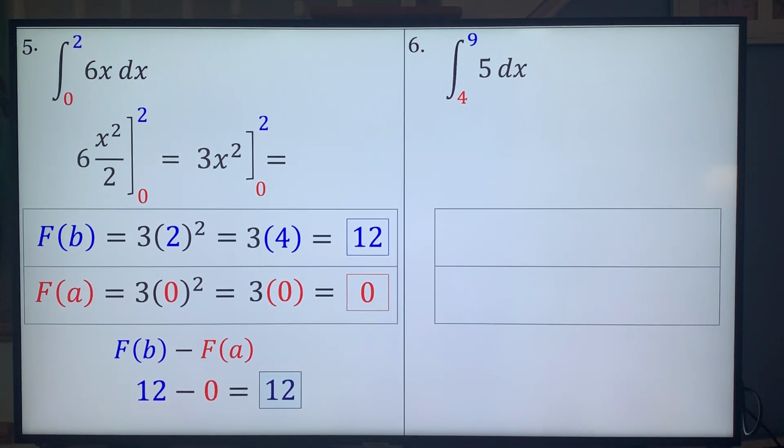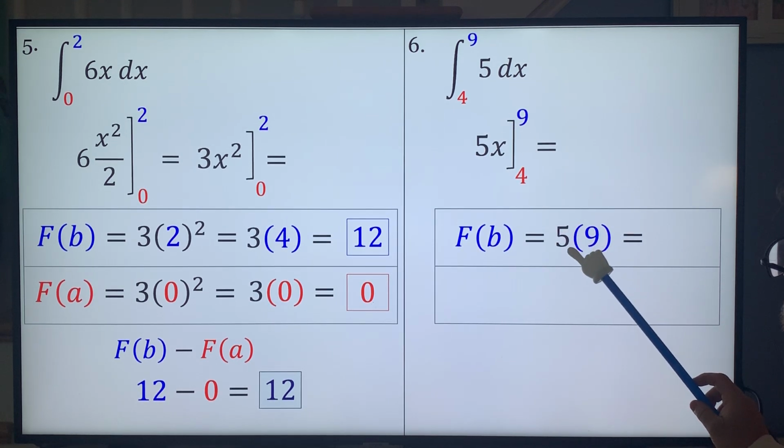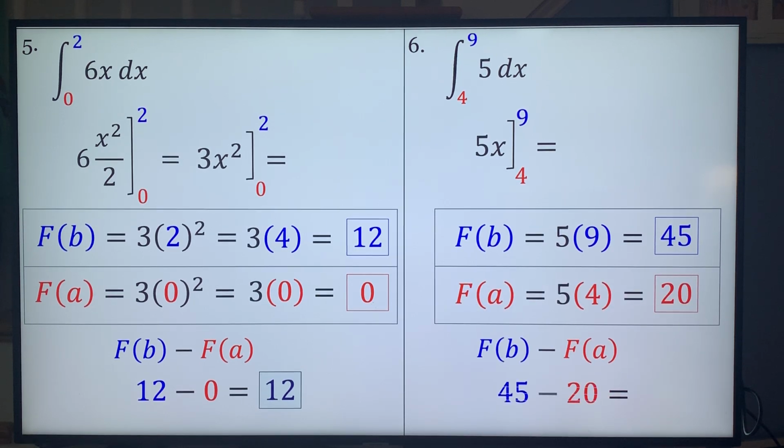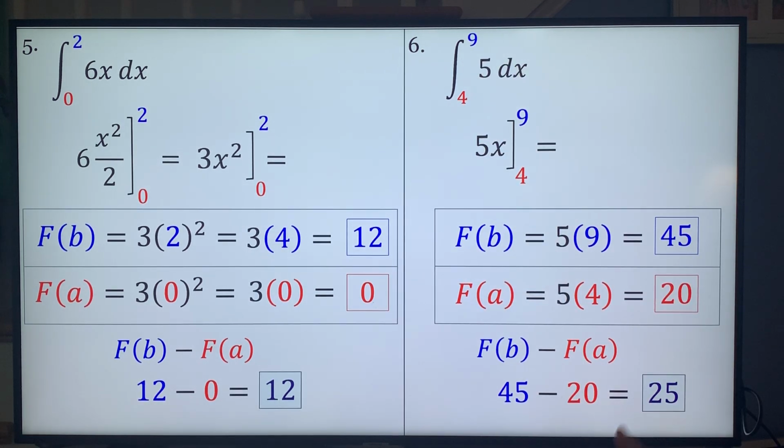All right, let's see. Integral of 5 is 5x, so 5 times 9 is 45. 5 times 4 is 20. 45 minus 20 is 25. All right. The integral of that curve from 4 to 9 is 25.